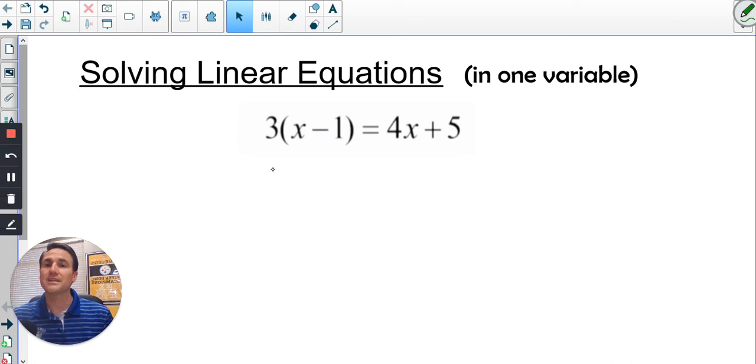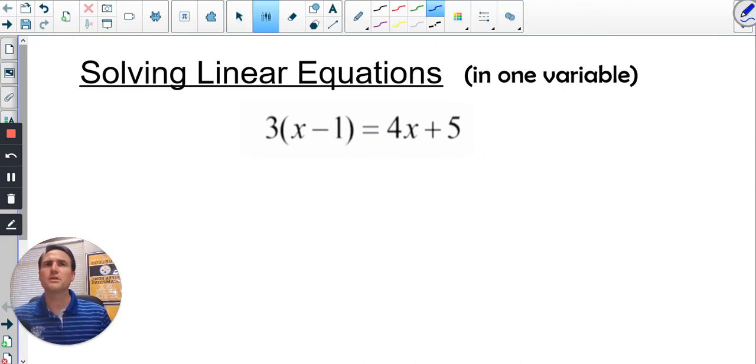Now we're going to be solving linear equations in one variable. Your equations could look like pretty much any combination of x's with numbers and equal signs and pluses and minuses. You could really have anything here. So I tried to pick a semi-complicated one for us to start with here.